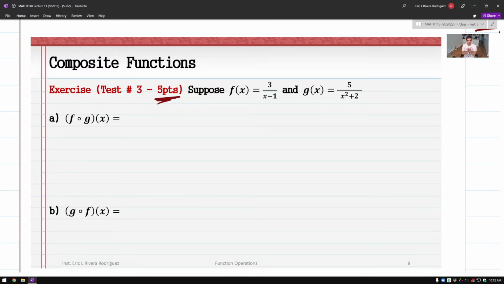In order to earn the 5 points, all the steps need to be there, and the answer needs to be correct. Here there's no partial points. It's all or nothing.